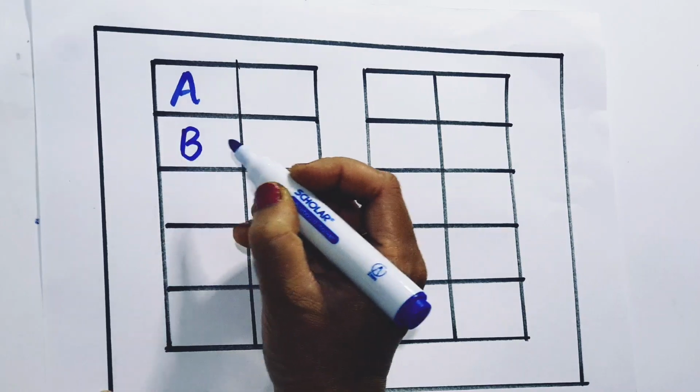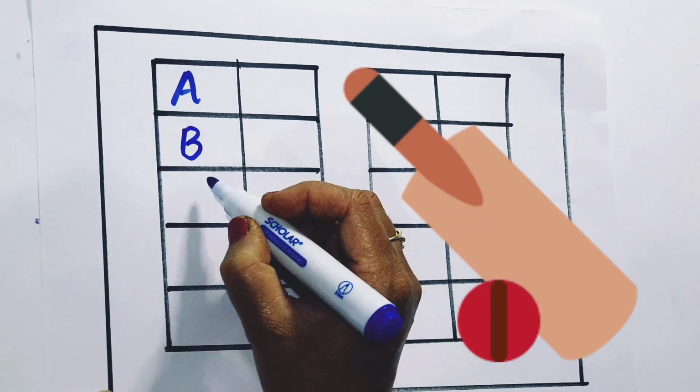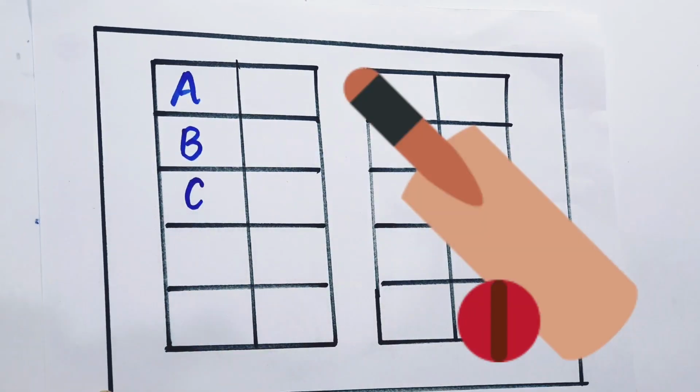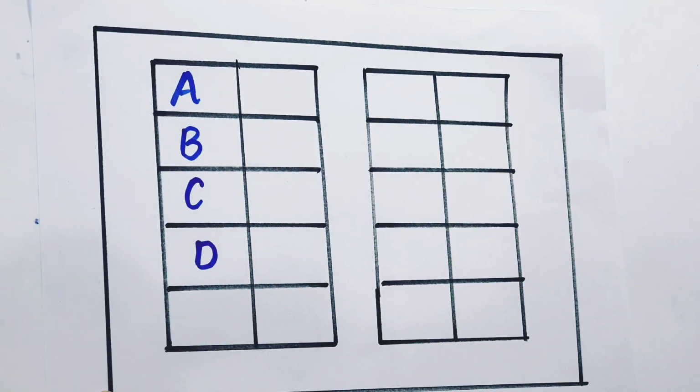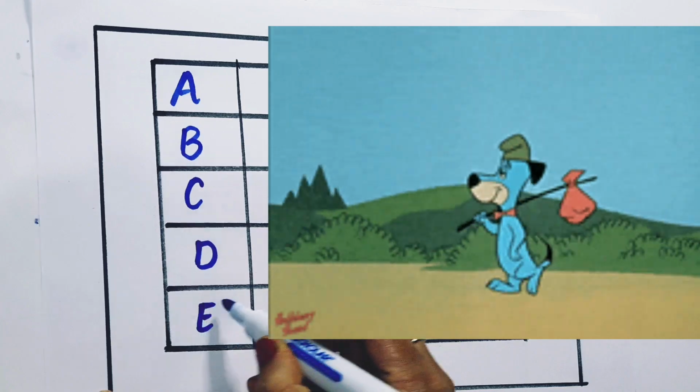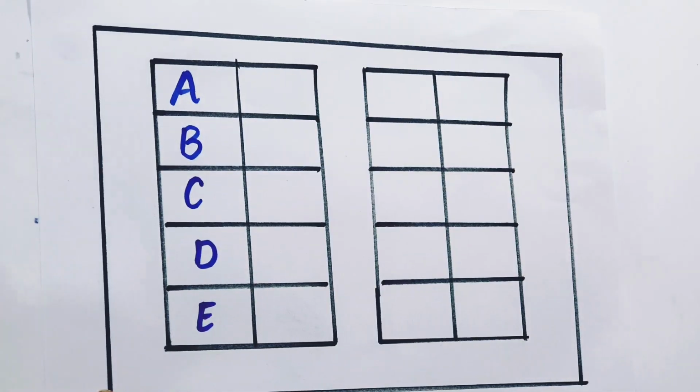B. B for bat. C. C for cap. D. D for dog. E. E for egg.